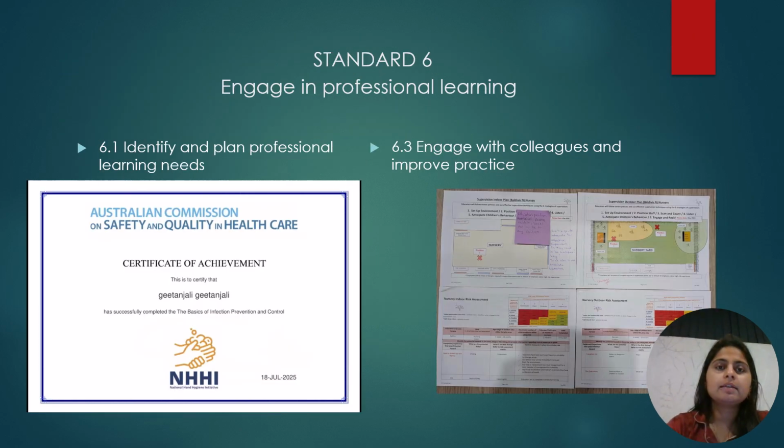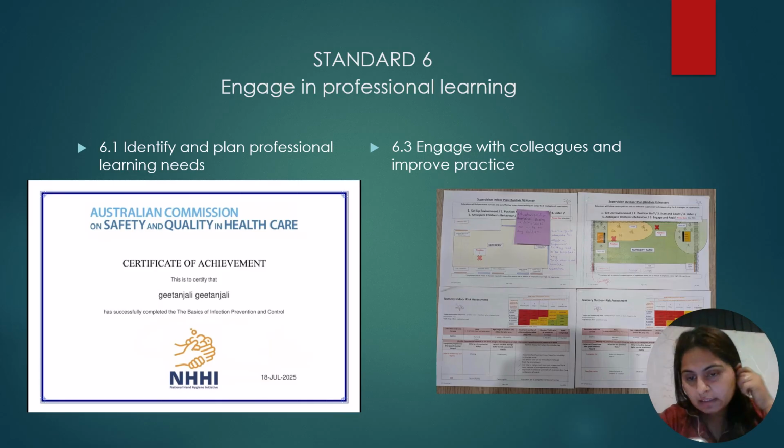Here is Standard 6, engage in professional learning, identify and plan professional learning needs. Evidence 6 shows that to identify professional needs, I go through required training and workshops such as Play Active, Sun Smart, mandatory reporting, safe sleep, food safety, and infection prevention and control. Sometimes the center manager also encourages educators to participate in center staff meetings for professional goals.